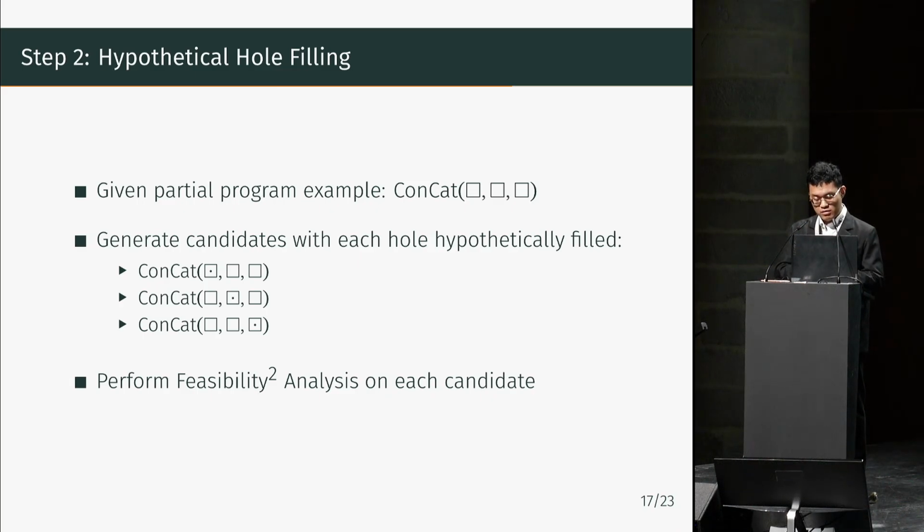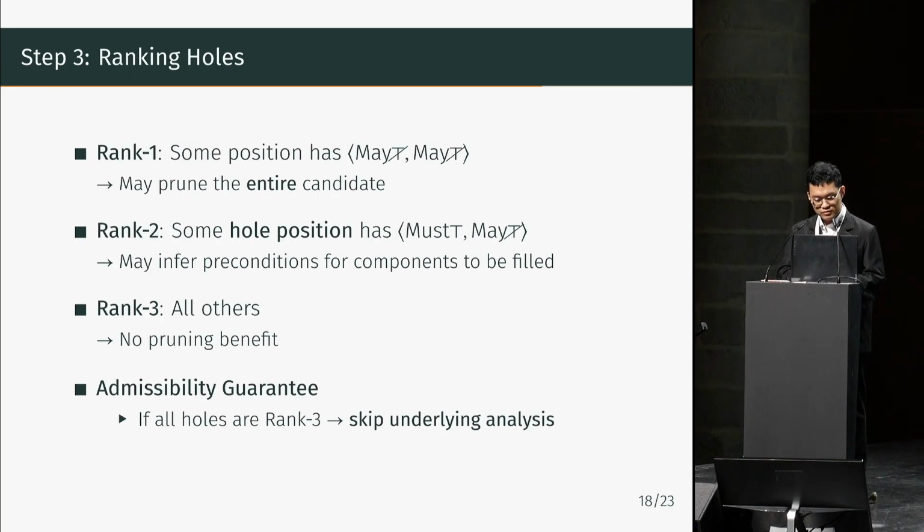And then, to recommend hole filling order by this meta-analysis, we do the hypothetical hole filling. Yeah, for example, this concat example has 3 holes, so we just generate candidates with each hole hypothetically filled. First one, middle one, and last one. We perform feasibility square analysis on each candidate. And then we rank holes.